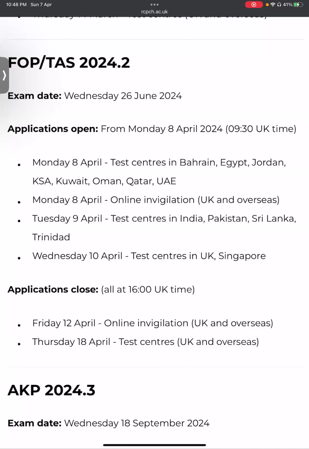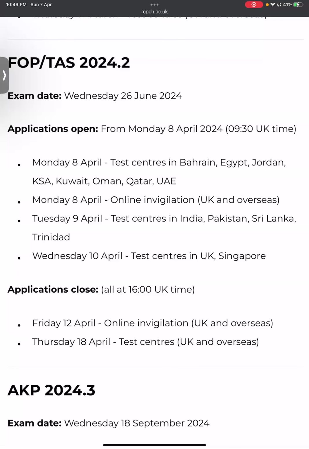We have to keep applying, keep trying from 9:30 UK time to 16:00 UK time. This is the only time frame, right? Exactly, this is the time frame, and after that most likely everything will be closed, because those are working hours. Yeah, so you'll have to keep on trying.